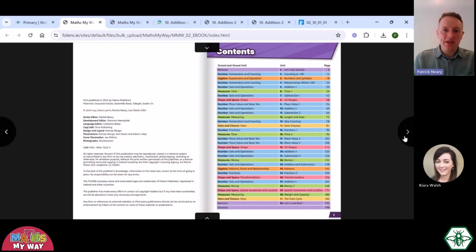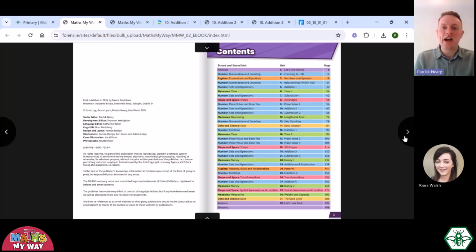On page 3, you see the contents of the book. You see that there are 32 units in total. Unit 1 and Unit 32 are devoted to revision. So there are 30 core units with the different strands and the strand units covered.